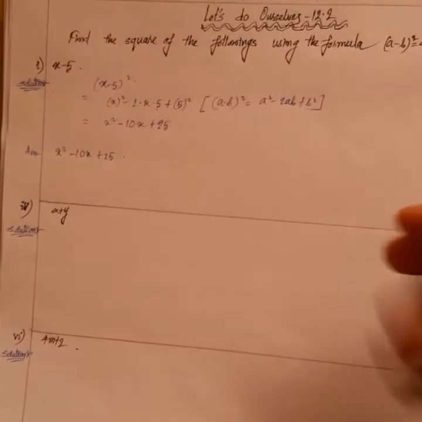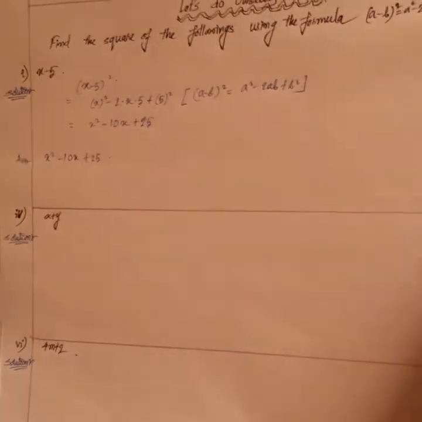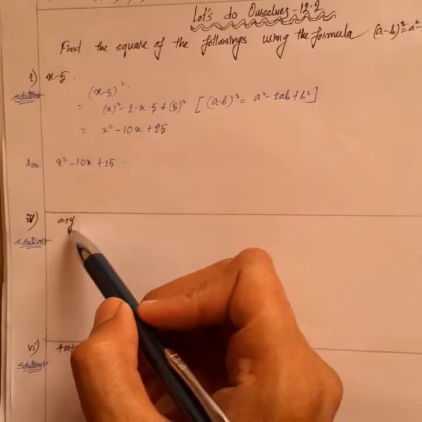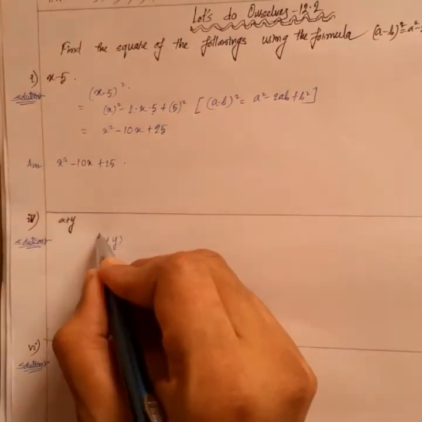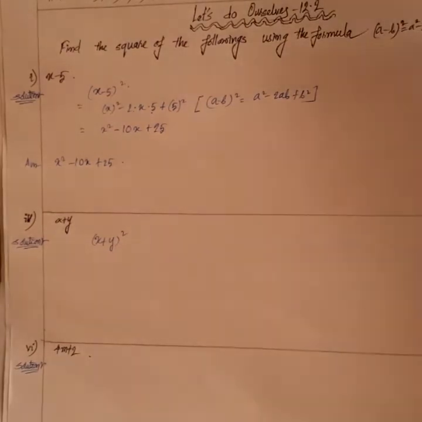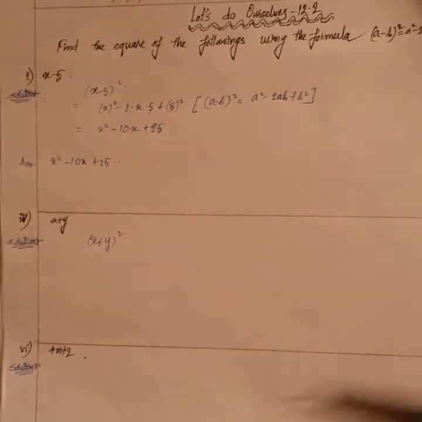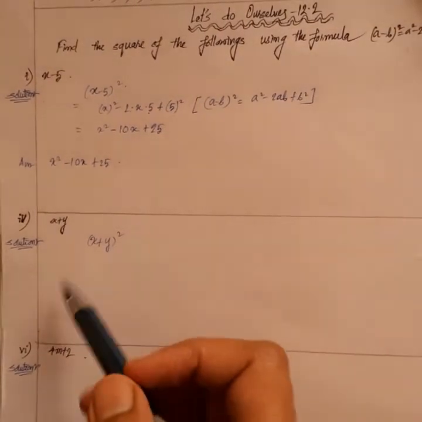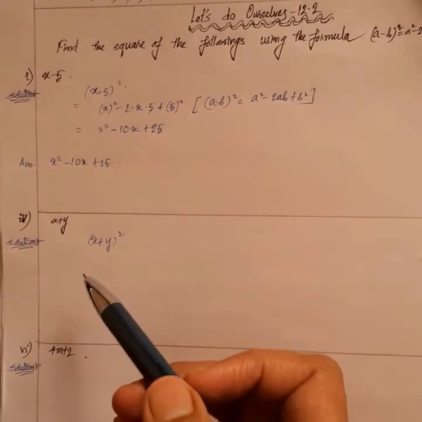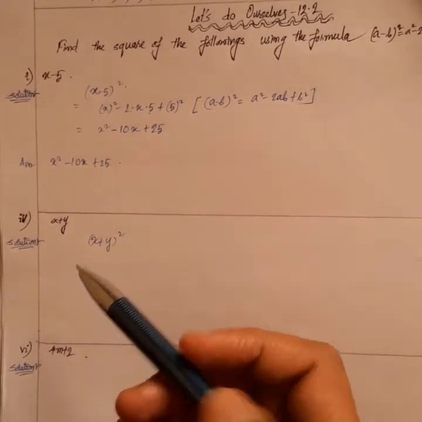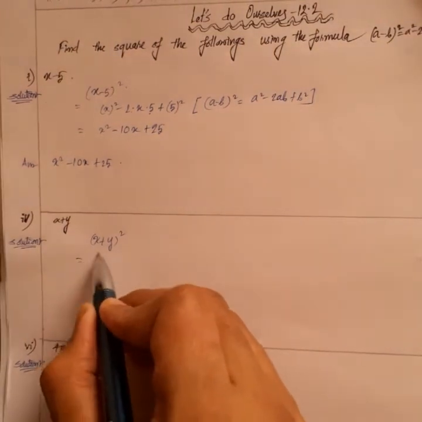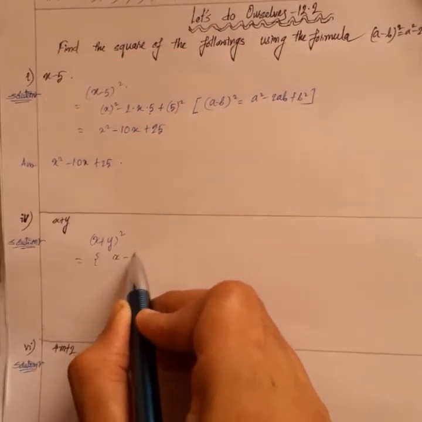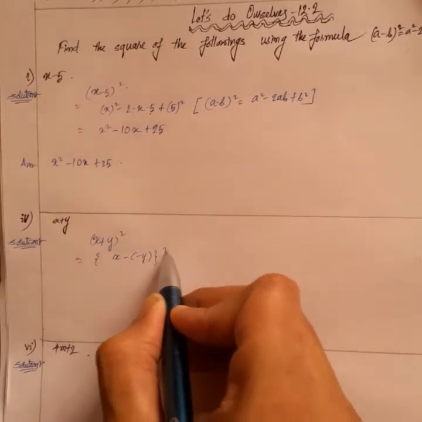Now the sum that we are doing is question number 4, which says you have to find out the square of x plus y. So you have to find x plus y whole square. You can observe that the expression looks like a plus b whole square, but you are not permitted to use the formula of a plus b whole square. So what can we do? We can write this expression like x minus of minus y whole square.